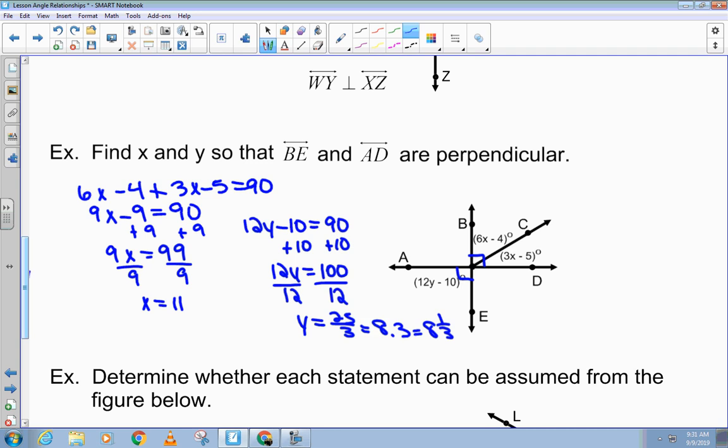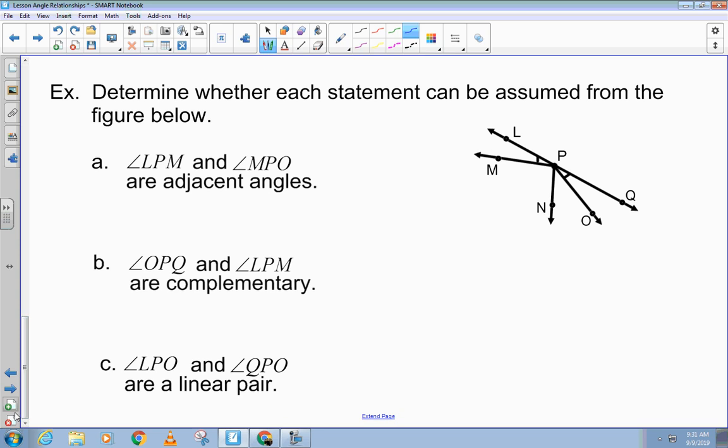All right. Last little question. Determine whether each statement can be assumed from the figure below. LPM and MPO are adjacent angles. Yes, that would be true. Go back to the definition. They're next door neighbors. They share a vertex and a ray, but they don't overlap. So yes, they are. It might ask you to justify, which again, you go back to the definition.